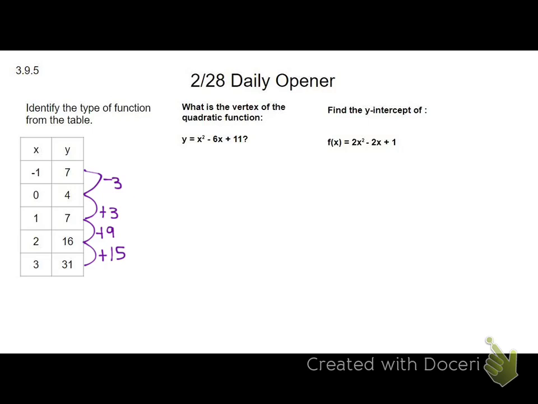So to get from -3 to +3, what am I going to have to add or subtract to it? So what am I going to have to add or subtract to -3 to get to +3? 6. What about from +3 to +9? 6. 9 to 15? 6. All right. So it's quadratic because why? The second difference is constant. Very good.